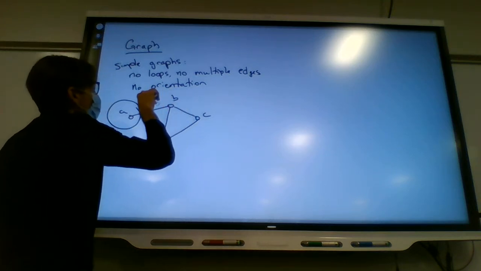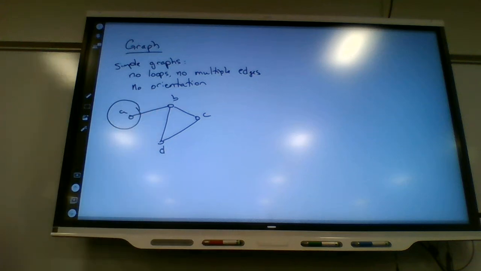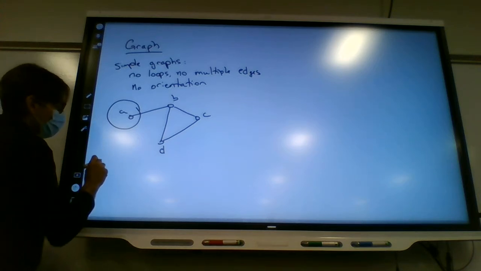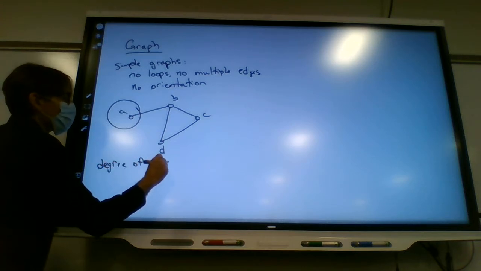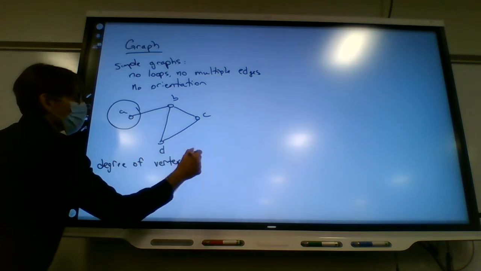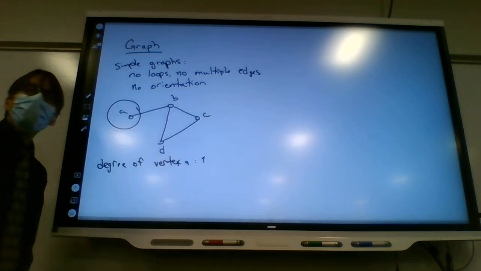So when we use these terms, again, we'll be a little more formal later on, but we look at vertex A, and how many edges, we'll even be completely informal, we'll say how many edges touch that vertex? There's one, right? So we talk about the degree of a vertex. So the degree of vertex A is 1.